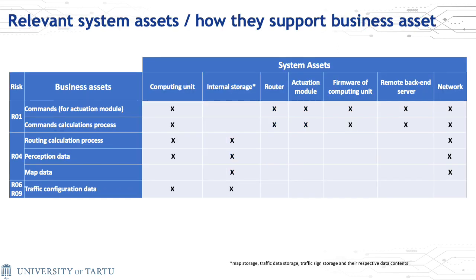Okay, let's talk about relevant system assets and how they support business assets. So, business assets affected by our high priority risks are supported by 7 different system assets. This matrix gives a high level overview of which system assets support which business assets. Most of these business assets are one way or another related to one of the following 3 system assets: computation and intelligence in computing unit, data for these computations that is stored in internal storage, and moving this data to vehicles' internal network.